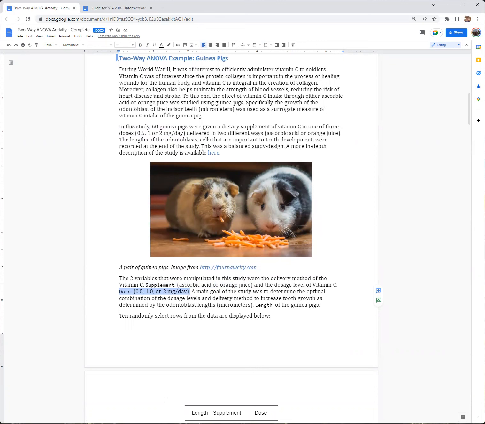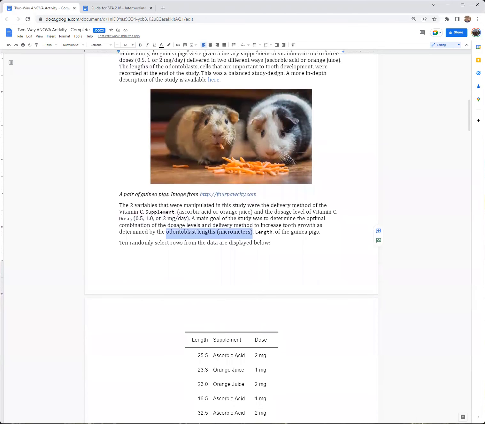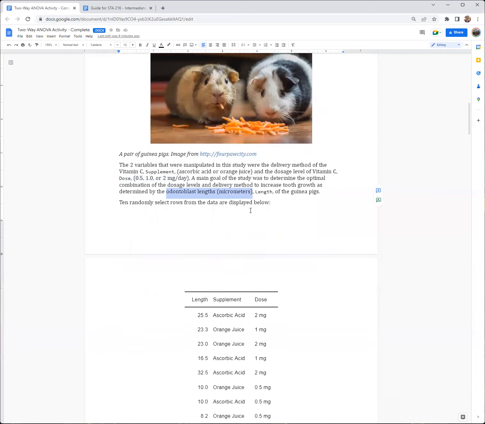To measure the vitamin C intake of the guinea pigs, they weren't able to at the time directly measure vitamin C levels. So instead, as a surrogate or indirect measure, the researchers measured the odontoblast lengths in micrometers of the guinea pigs, a specific part of the tooth that is very much affected by vitamin C intake. The idea being if they were absorbing more vitamin C, these odontoblast lengths would be longer. So the odontoblast lengths in micrometers is the endpoint or response variable of interest in this study.